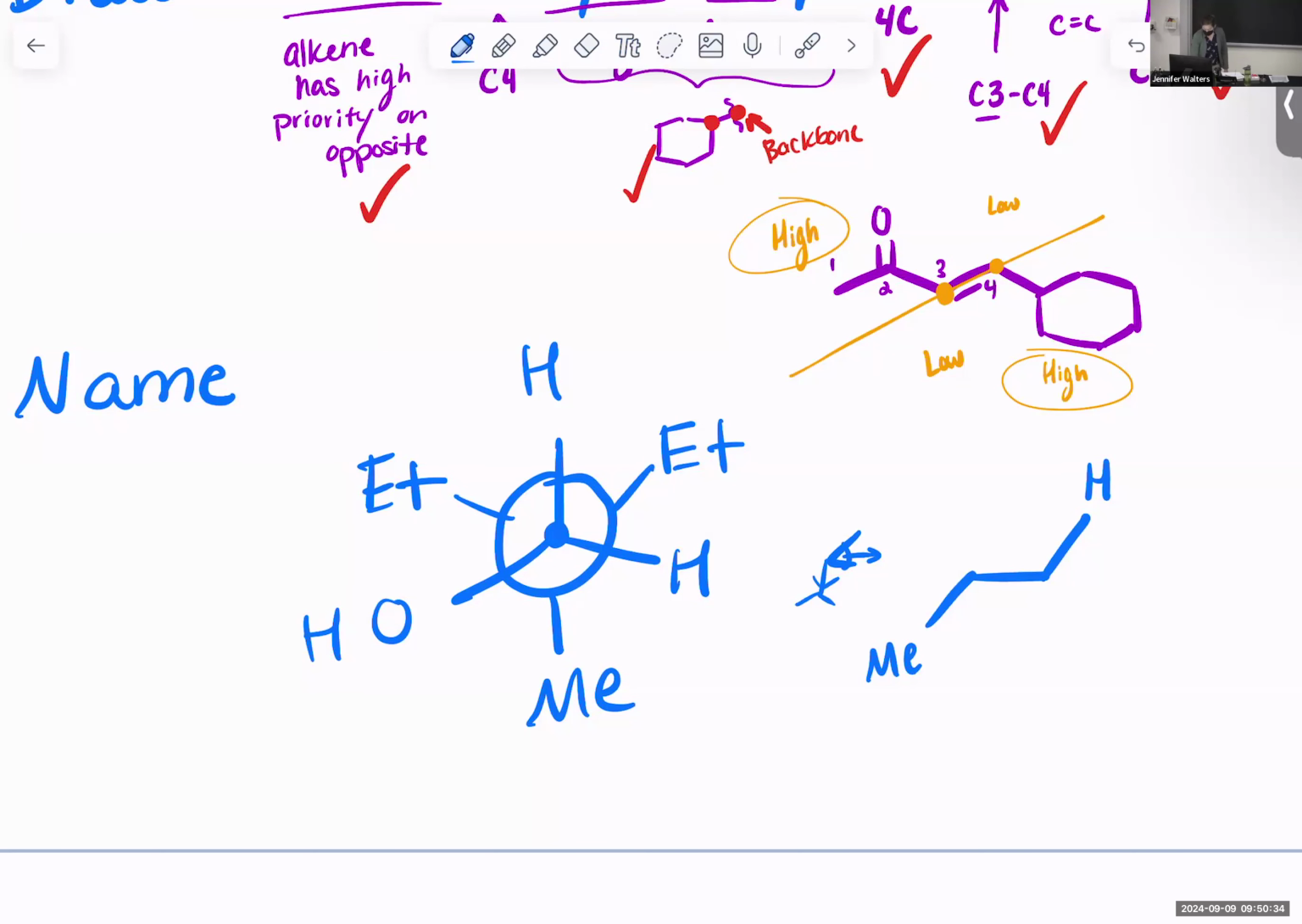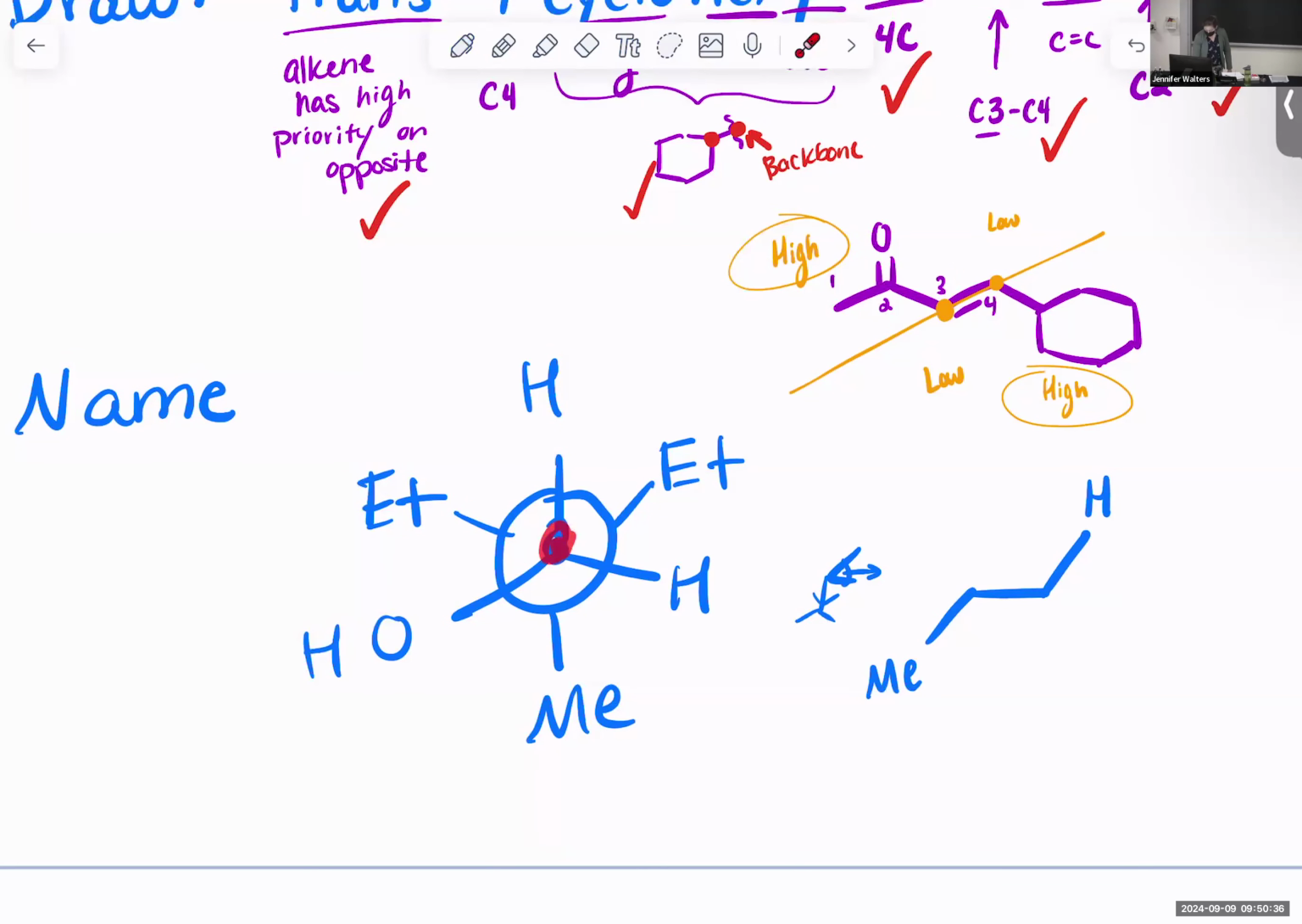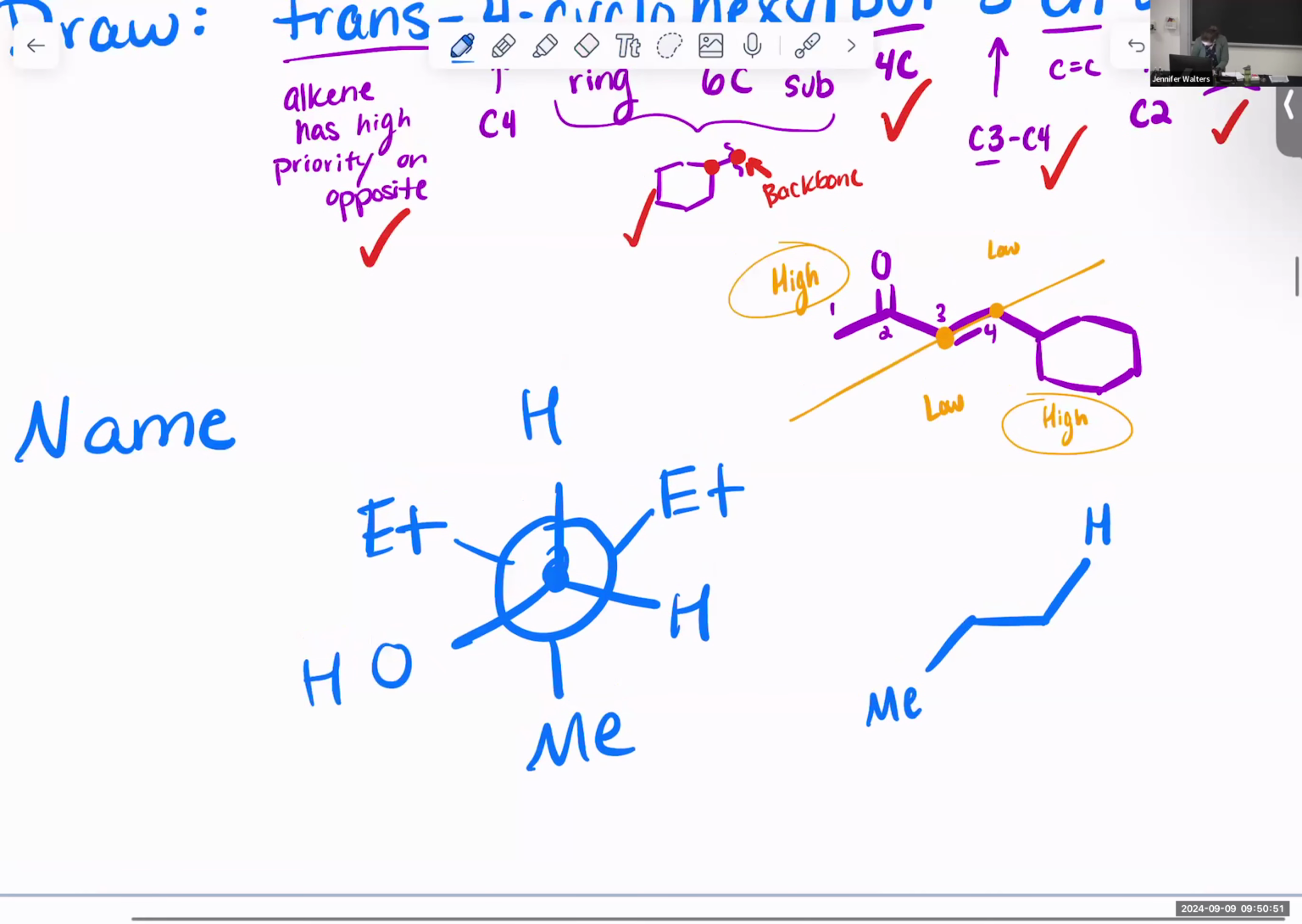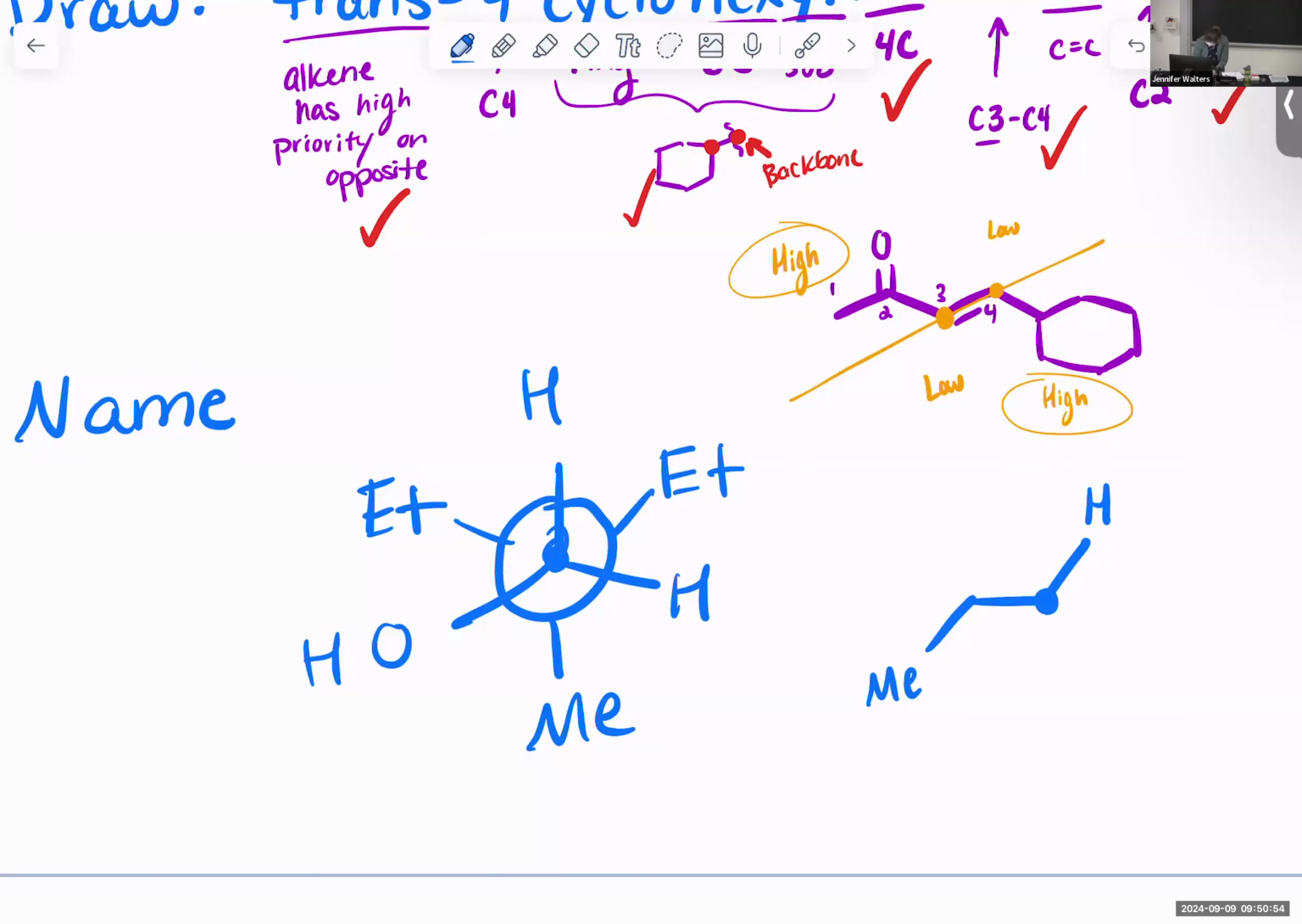So off the front carbon, I get an alcohol and 2 hydrogens. So off this front carbon, oh, I shouldn't have an alcohol. What did I do? I lied to you. That is my front carbon.